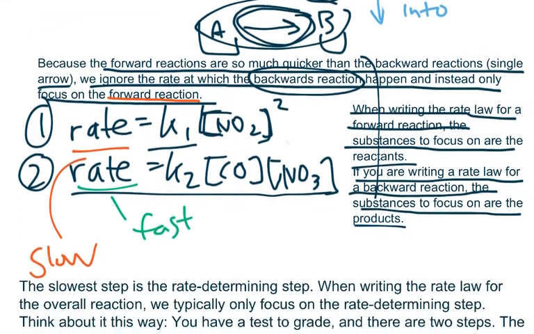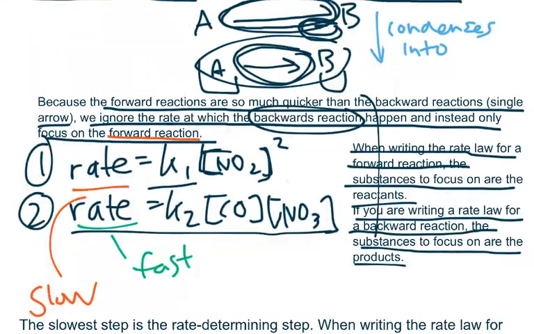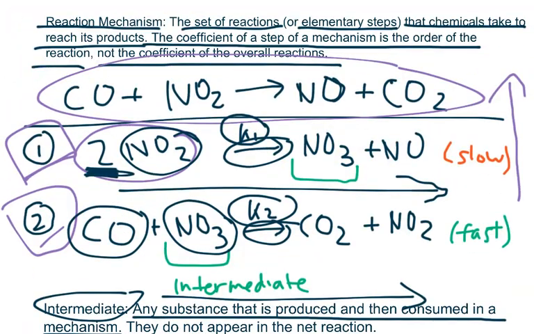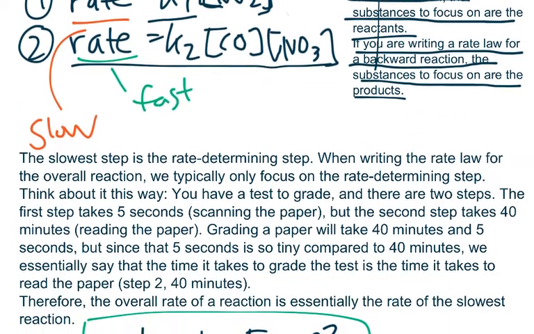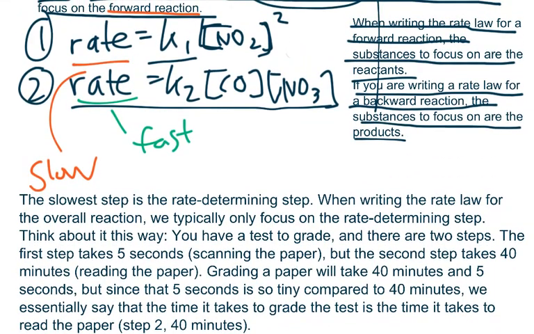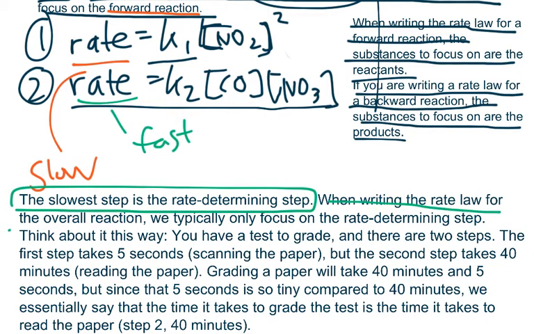So we will see this later, as I just said. Now, how do we find the rate of the overall reaction, or in other words, the rate of this reaction over here? To do that, we actually have to make some assumptions. The slowest step is the rate determining step. When writing the rate law for the overall reaction, we typically only focus on the rate determining step.